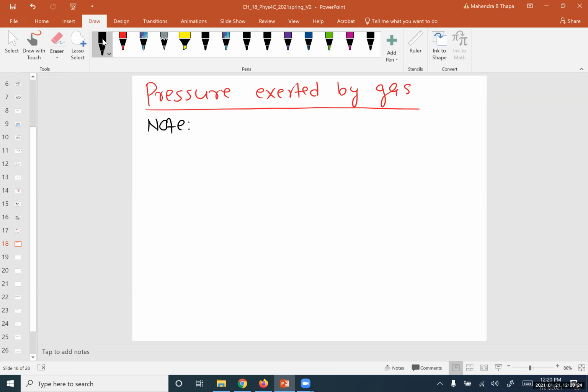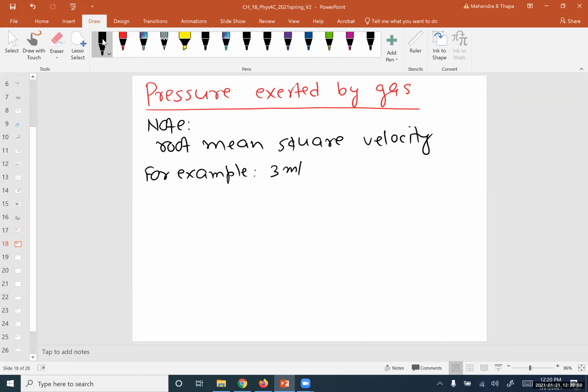It's called root mean square velocity. So what does it mean by this? Okay, say for example, I have just three numbers. Say it is 3 meters per second. I have three other velocities, say 5 meters per second. Then other velocities, say for example 6 meters per second. Okay, it could be many, so I just take three.